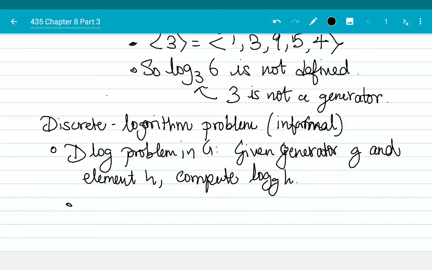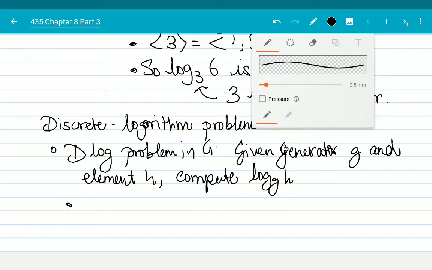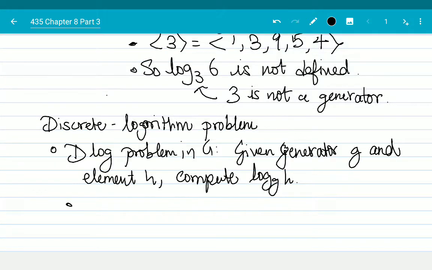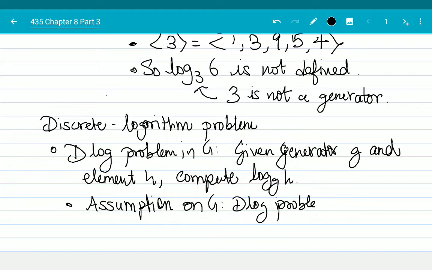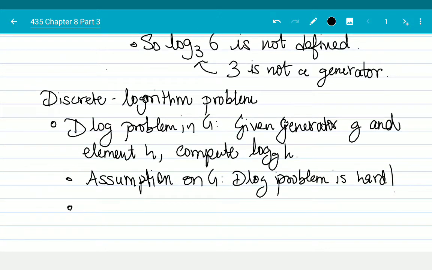Formally, let me just remove the informal. I'm skipping some things because we have talked about this before. The assumption on G is that the D-log problem is hard. So formally, what is the thing? Let G be a group generation algorithm.